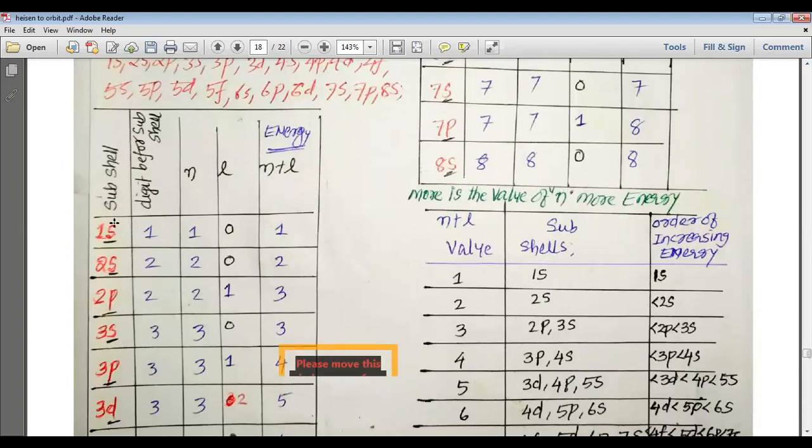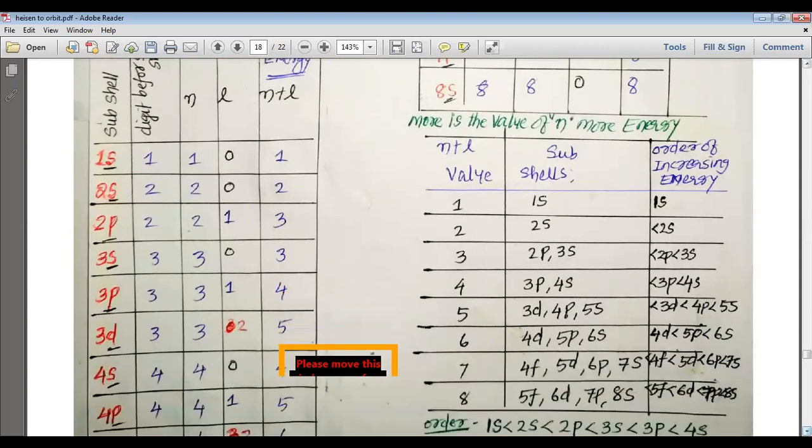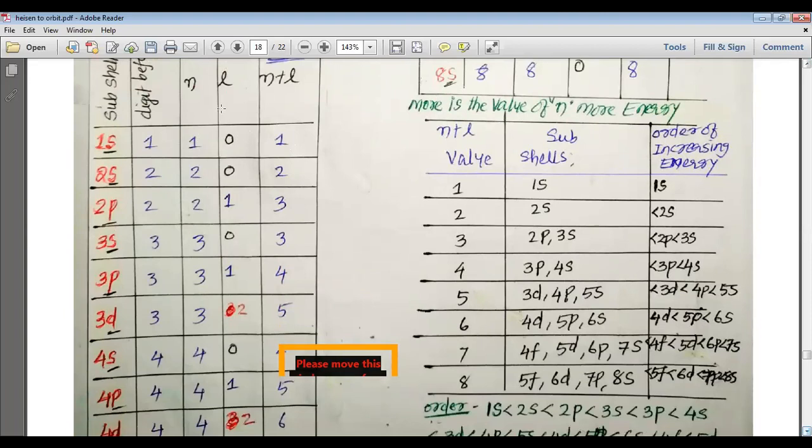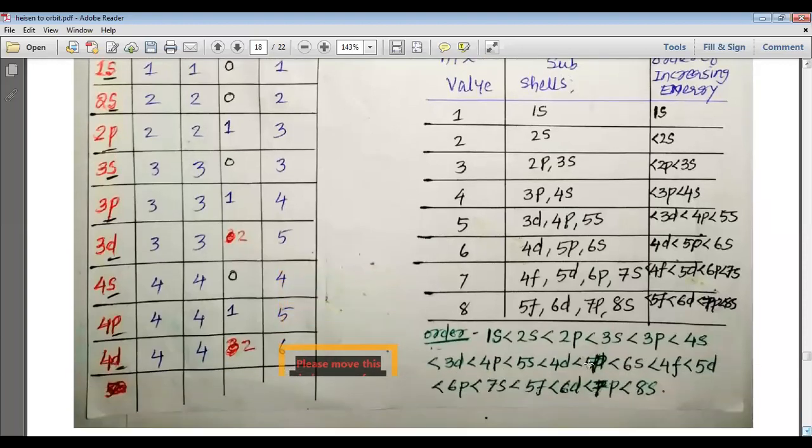So first I have written the subshell, then the digit before the shell, then I have written the value for n, then I have written the value for L, and then I have made the sum for all of them. So you can see here that for 1s, n is equal to 1 and L is equal to 0, so n plus L is equal to 1. So for 2s, we can understand 2. For 2p, 2 plus 1 is equal to 3. For 3s, 3 plus 0 is equal to 3. For 3p, 3 plus 1 is equal to 4. For 3d, 3 plus 2 is equal to 5.